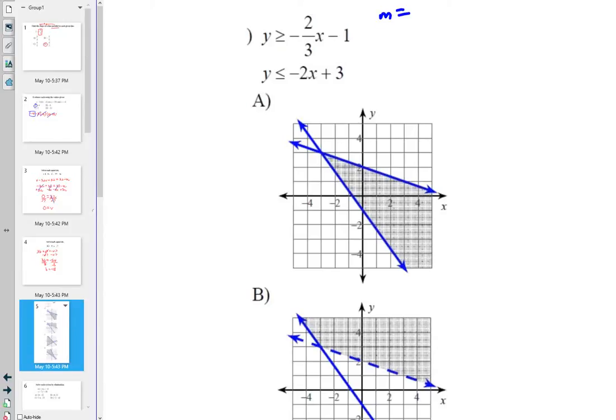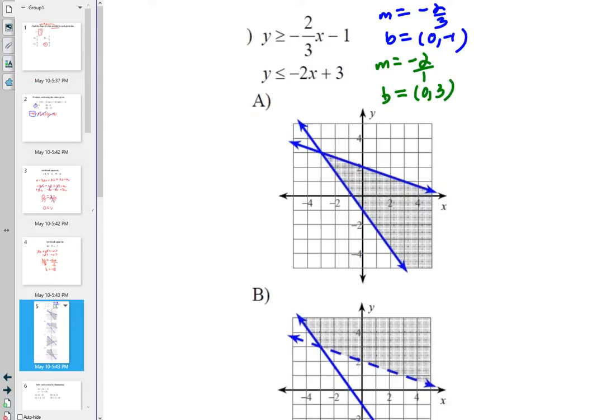What's the slope of the first one? Negative 2 over 3. What's the y-intercept? Negative 1. 0, negative 1. For the second one, what's the slope? Negative 2. Negative 2 over 1, because we want to write it as a fraction for graphing purposes. And the b is at 0, 3.